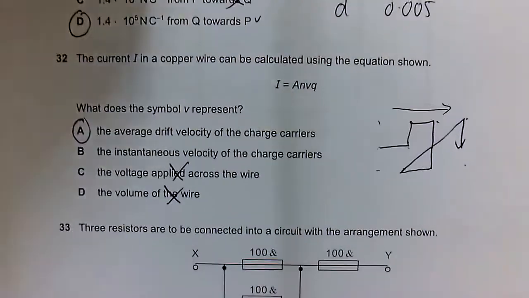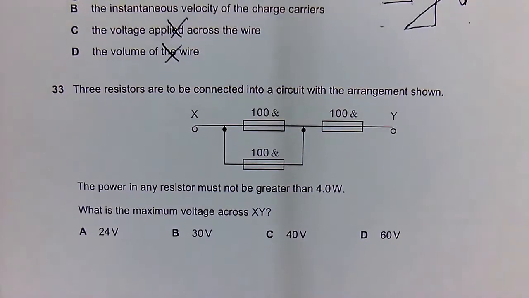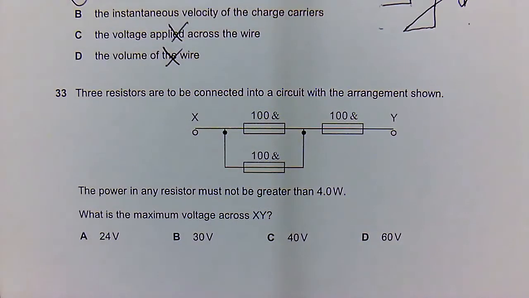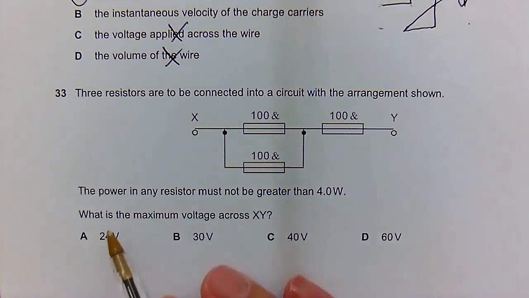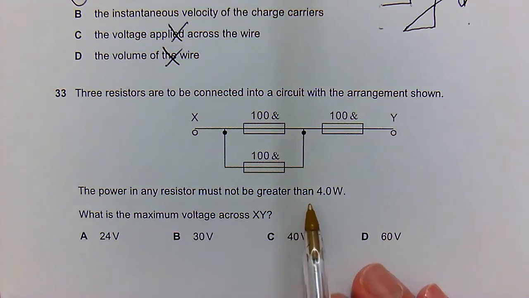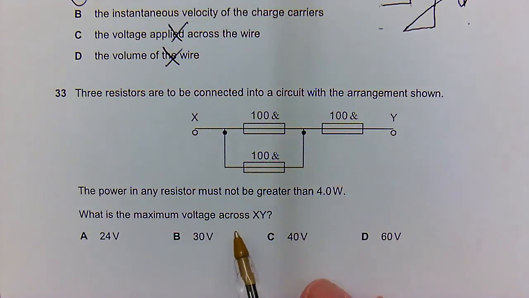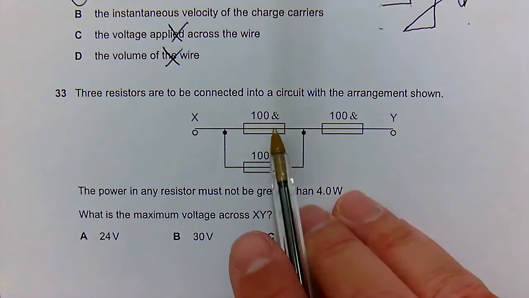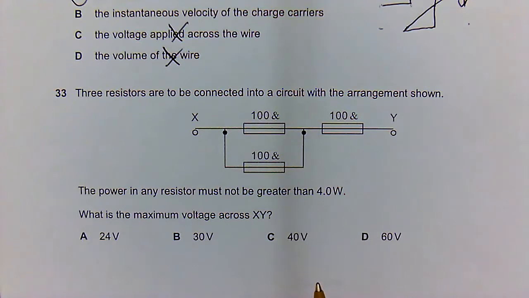Three resistors connected into a circuit with the arrangement shown. And it says the power in any resistor must not be greater than 4.0 watts. What is the maximum voltage that can go across X, Y? So obviously the units are wrong there. Those should be ohms. It's just the way it came out of the machine, so to speak.